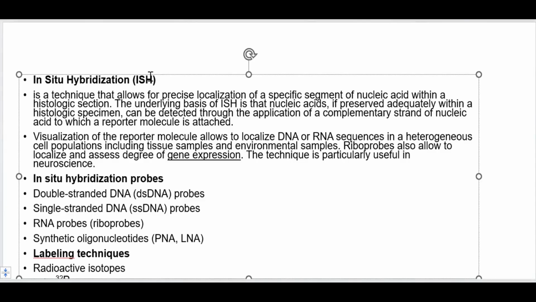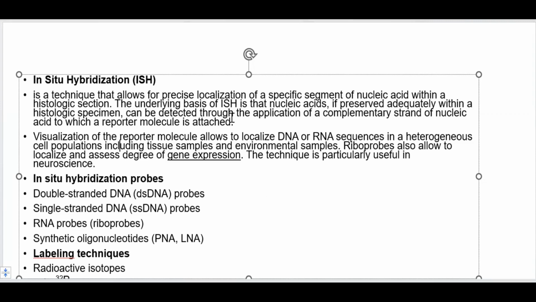It is a technique that allows precise localization of a specific segment of nucleic acid. It is not about the entire DNA. We are talking about a specific segment of the nucleic acid that can be visualized in the intact cells. So you can check histological sections of any tissue. There is no need to extract the DNA from that tissue, but you add your probe DNA to the histological sections and carry out the hybridization process, right?